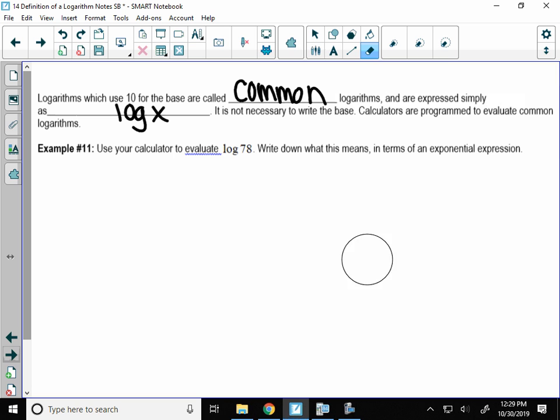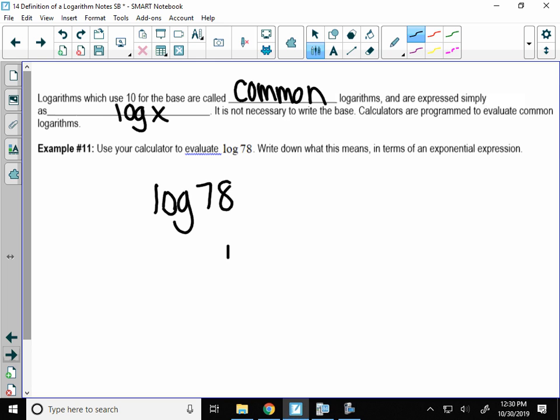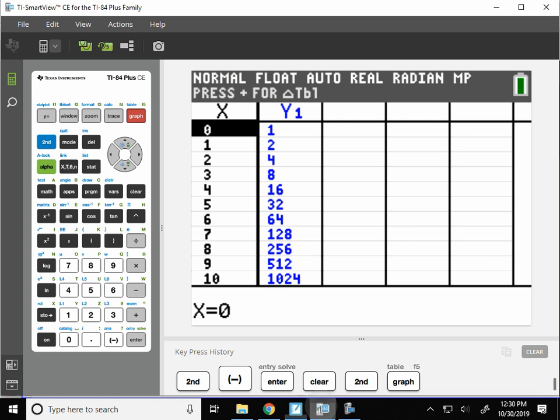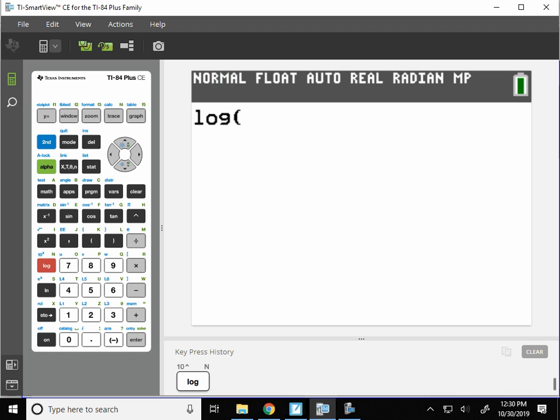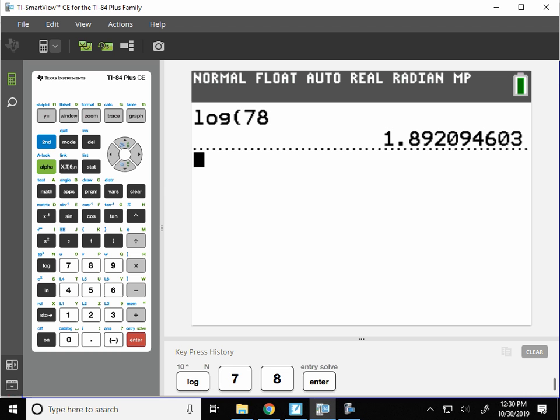So what I want you to do here is type into your calculator log of 78. Your calculator will evaluate logs for you. If you don't know where the log button is, it's on the left over here. You type in log of 78. Now, I think Stephen has an Inspire. Does anyone else have an Inspire? Okay, on your calculator, you can still hit log of 78.